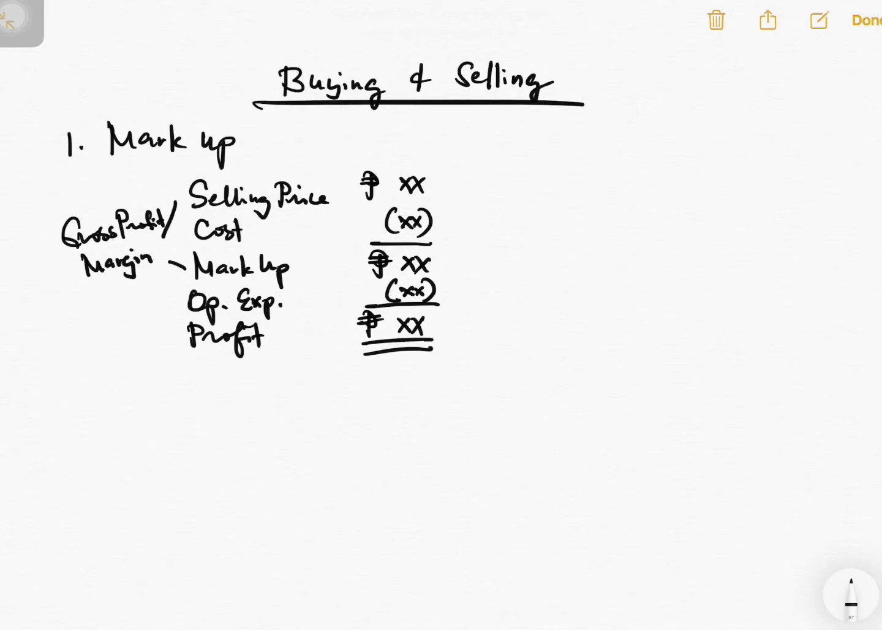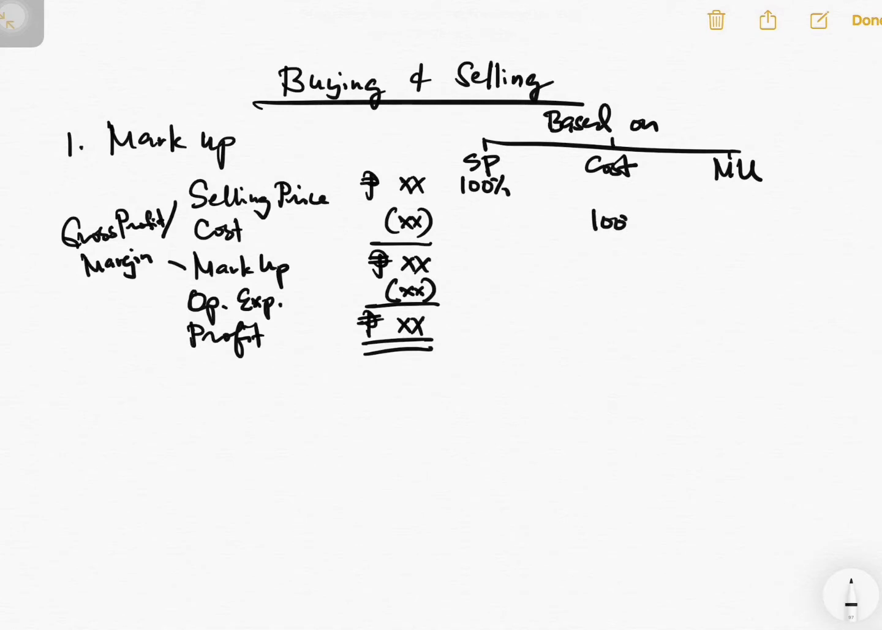And most of the time, you will also be given percentages because the problem will say based on something, right? Based on selling price, based on cost, sometimes based on markup. So here's the thing. Whatever the basis is, that's 100%. If the problem says based on selling price, selling price is 100%. Based on cost, cost is 100%. Based on markup, markup is 100%. So that's how you consider the percentages. Normally, this circles around these three: selling price, cost, and markup. Although you may also see this with operating expense and profit.